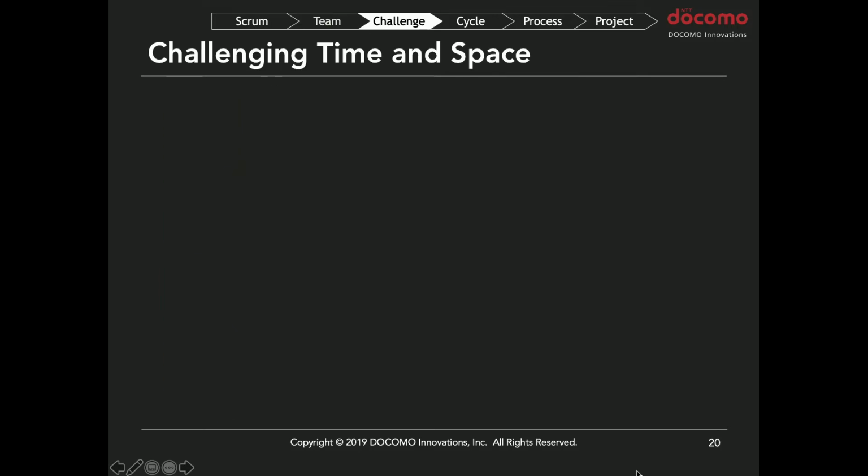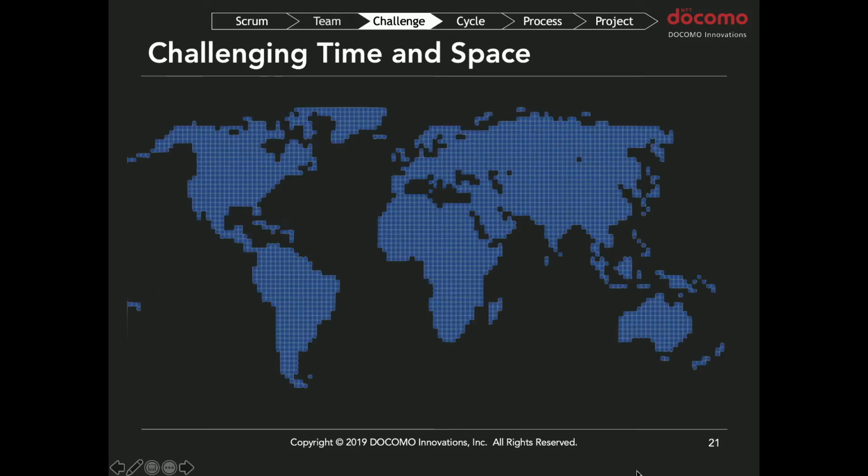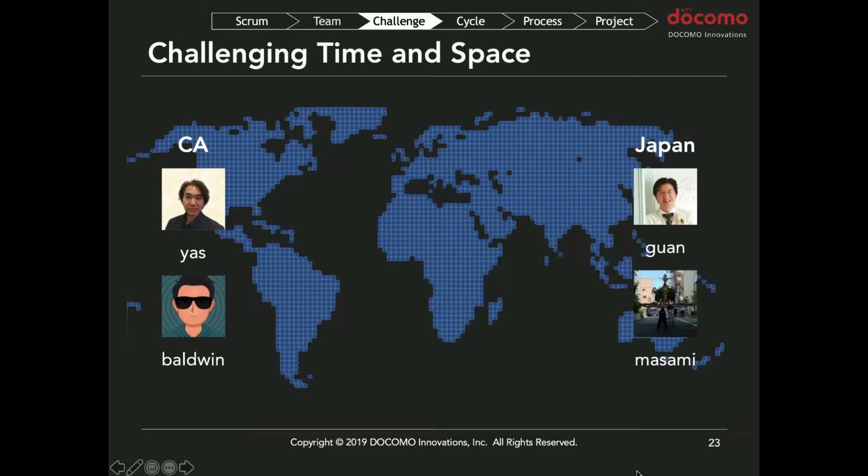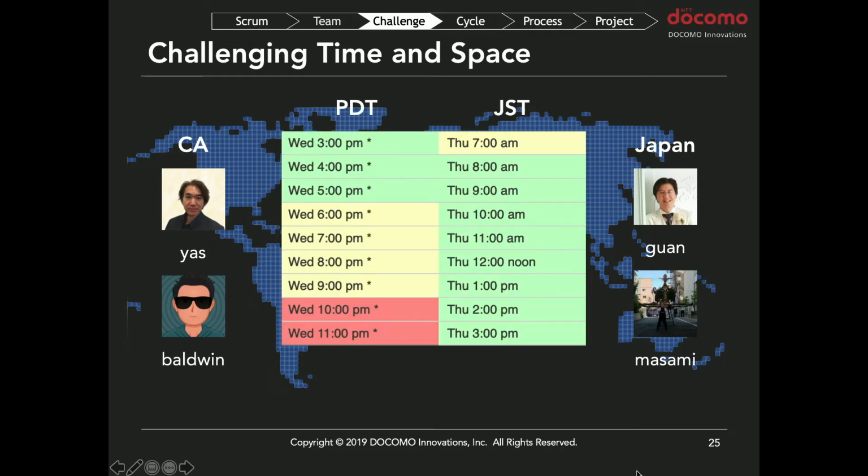So here is the challenging time and space. Baldwin and I are located in California, in Palo Alto and South San Francisco. But Khan and Masami are working in Japan. Actually, there is a time difference of 17 hours. One day is 24 hours, so basically we have a time difference of 7 or 8 hours, or 17 hours. So that is the challenge.